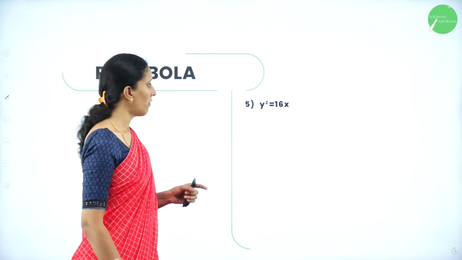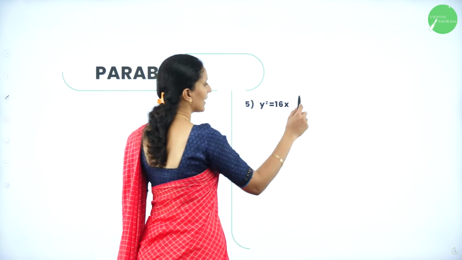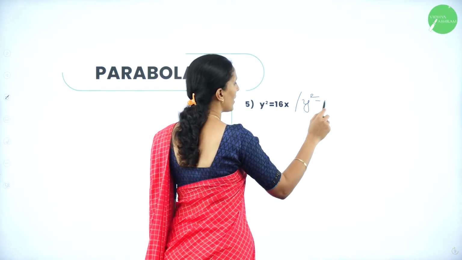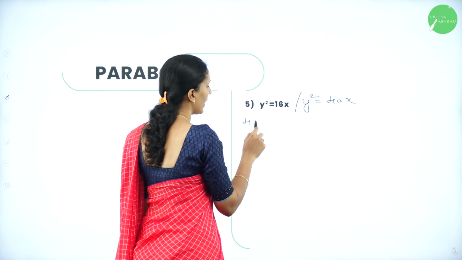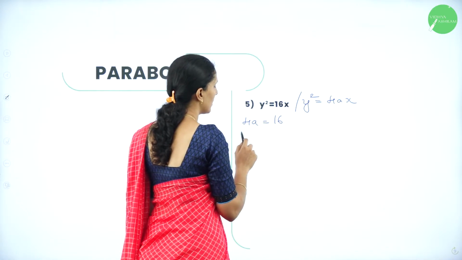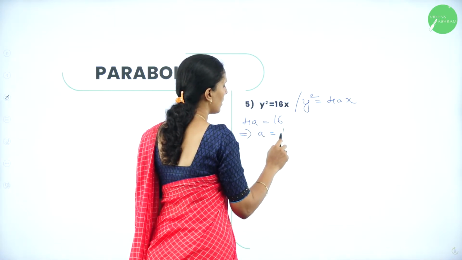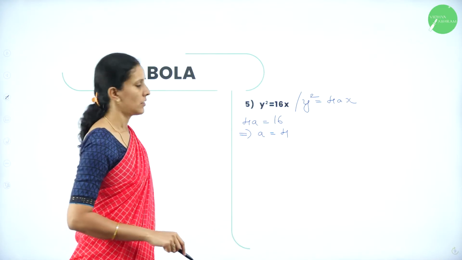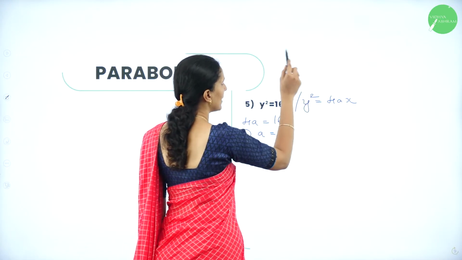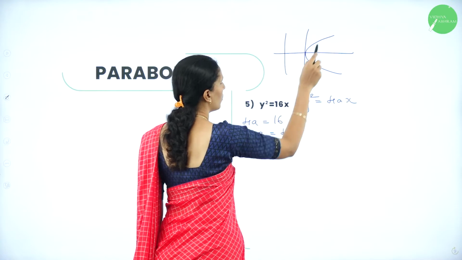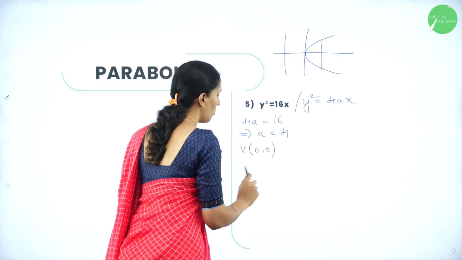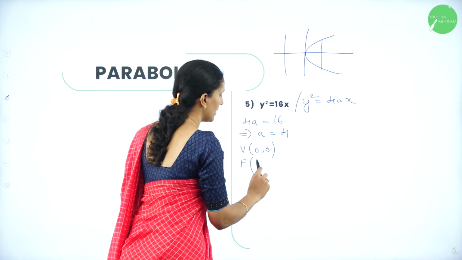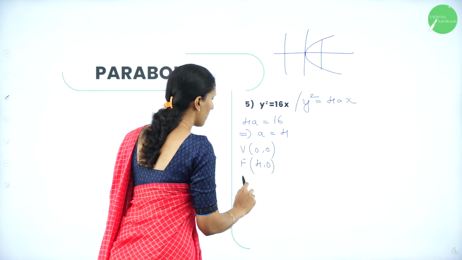Next we have y square is equal to 16x. Clearly compare this equation to y square is equal to 4ax. So we got 4a is equal to 16. This implies a is equal to 4 here. So it is clearly a right-handed parabola. So let's write the vertex: 0, 0. Focus: it is 4, 0.